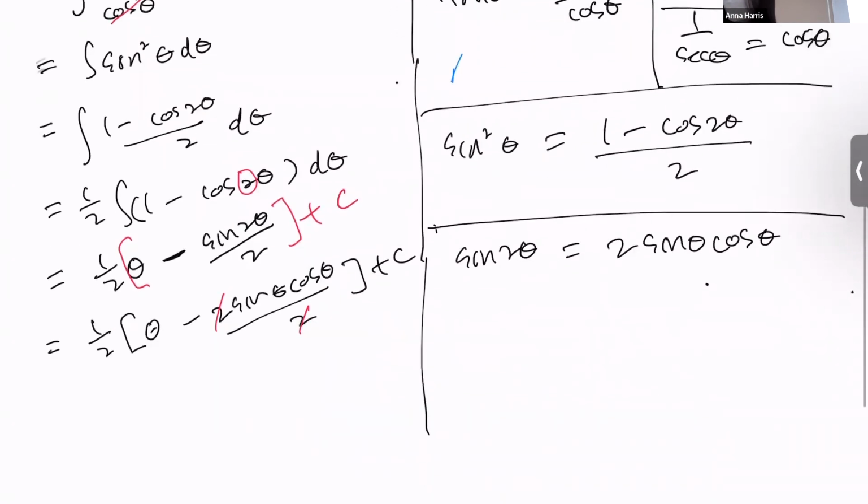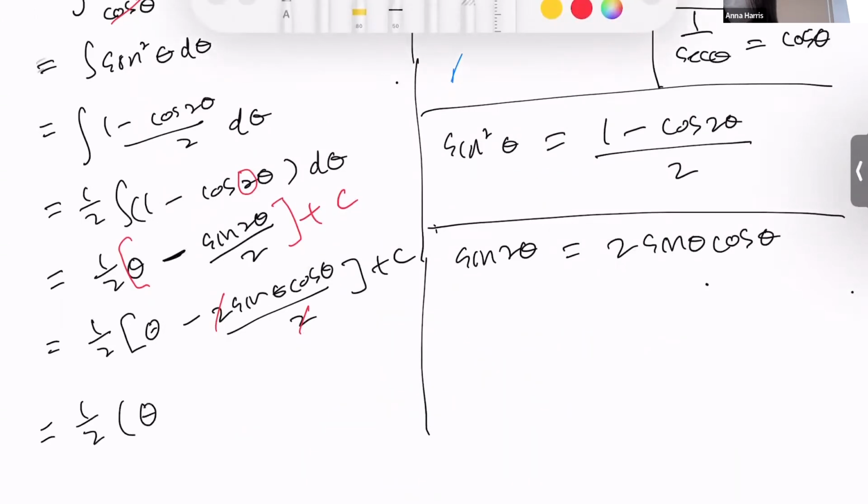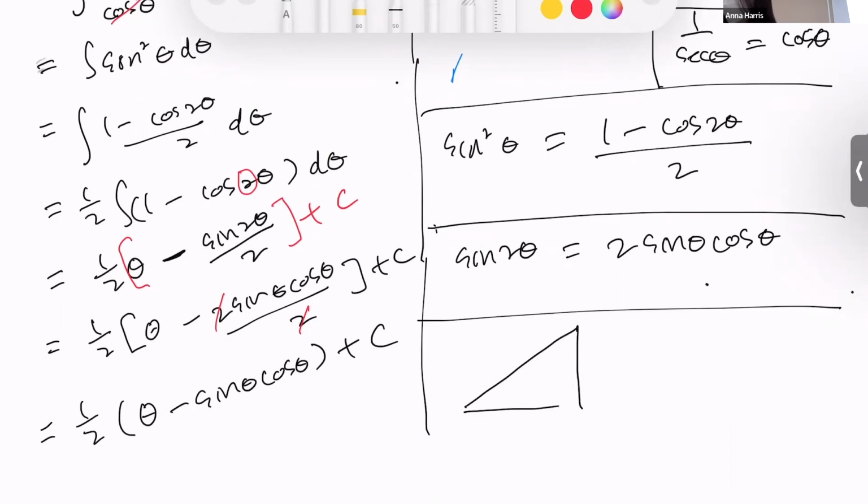I'm almost done. That equals 1/2 theta minus sine theta cosine theta plus c. Now I can draw what? A triangle. That's my theta, and I also know what x is equal to. 6 tangent theta. That's a given, right? That's the one that we figured out. Then you're going to say, okay, I want to figure out what tangent equals, so you divide by 6. So you have tangent theta equal to x over 6.